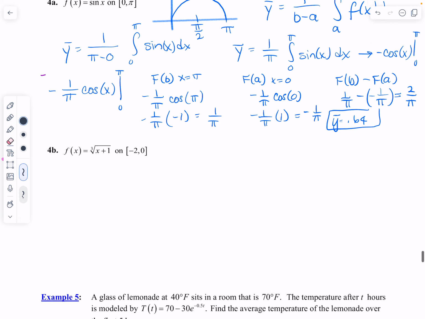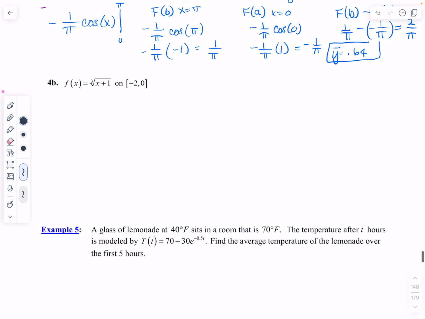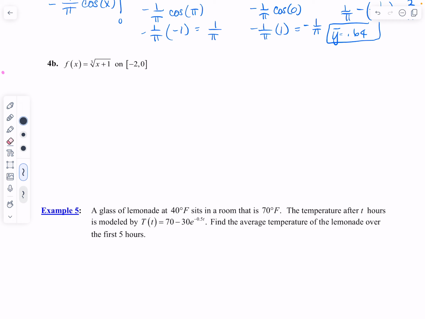So let's try b together. So we have the cube root of x plus 1 on the interval from negative 2 to 0. When I look at this, I know it's telling me to find the average. So y bar equals 1 over b minus a, integration from a to b of the function dx.